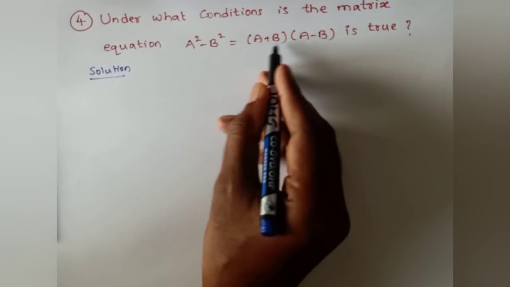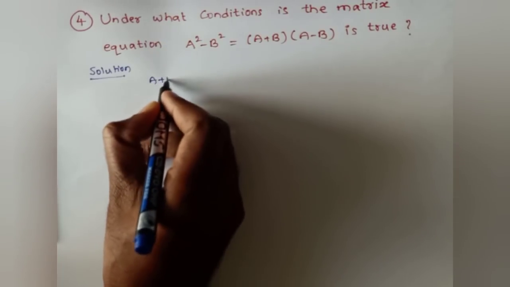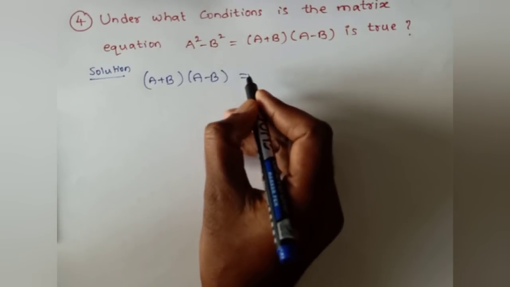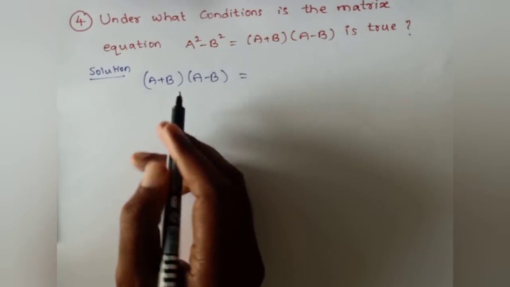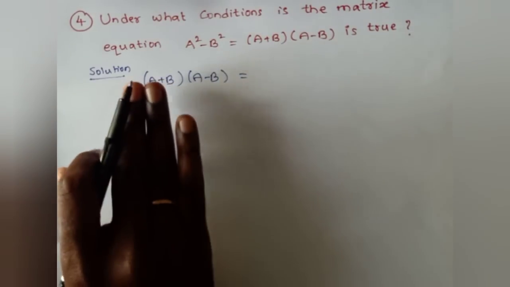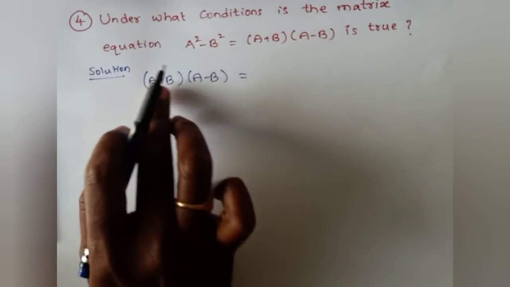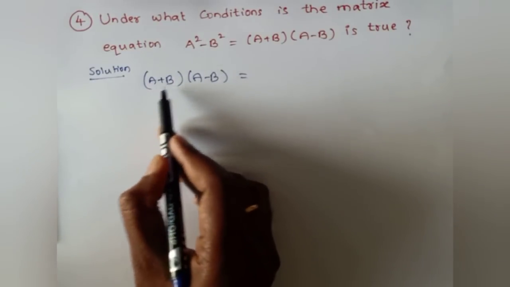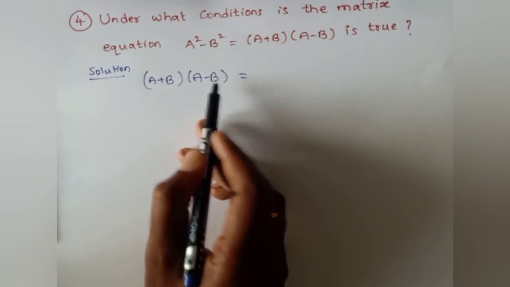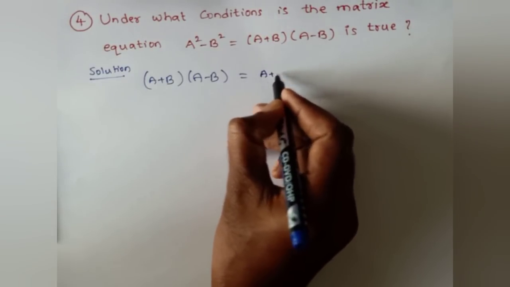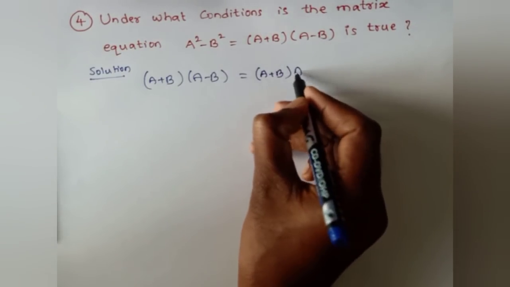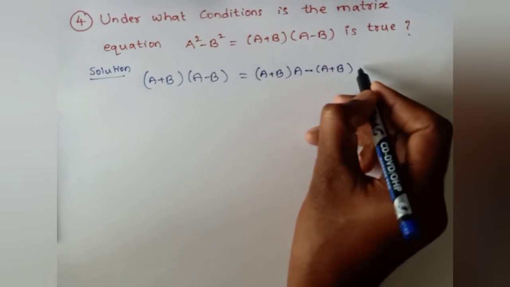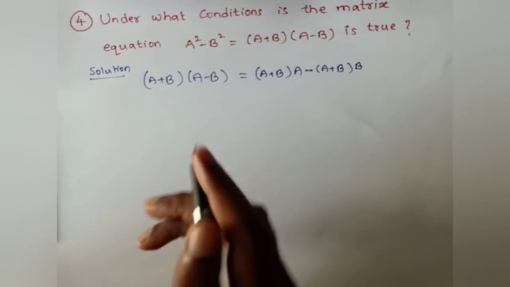So let us consider the right hand side part, let it be A plus B times A minus B. And we know the distributive laws, left distributive law and right. Let A be a matrix and B be a matrix, so A plus B is also a matrix. Now here I am distributing this matrix to these two things, meaning it is A plus B into A minus A plus B into B. So this is the left distributive law.